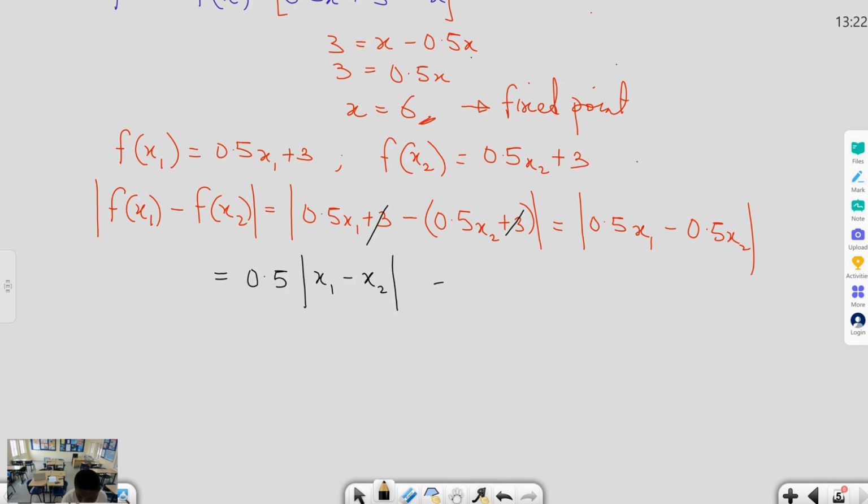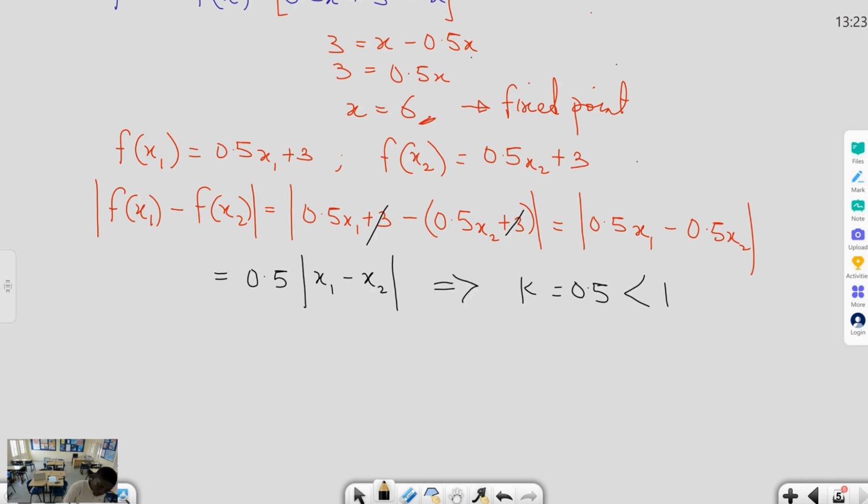And it makes sense because from what we have here, it implies that k is equal to 0.5, which satisfies the contraction condition that k must be less than 1. And that means this function right here has a unique fixed point at 6.